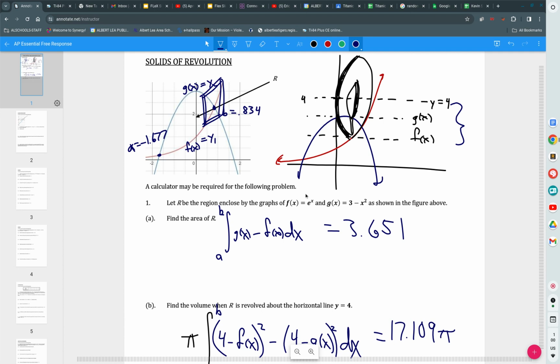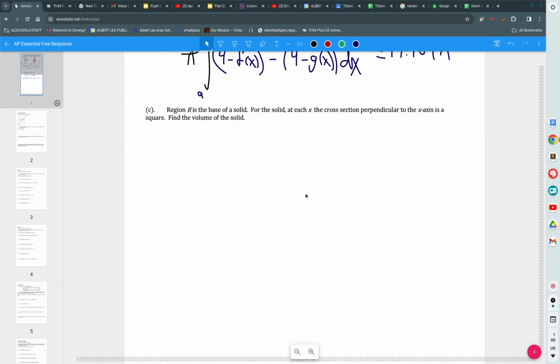First of all, what is the width of the square? Is it horizontal or is it vertical? So it is dx or dy? Dx. So we know we have dx. Why is it square and not rectangle? Because it says that it is a square.